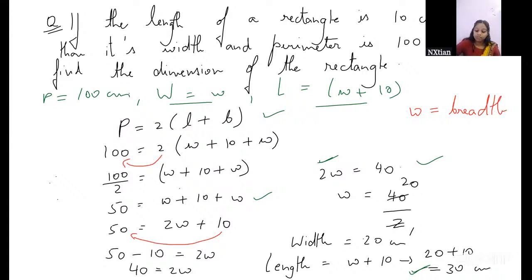All right. So with this we have finished with the perimeter portion of rectangle. All right. Now square.